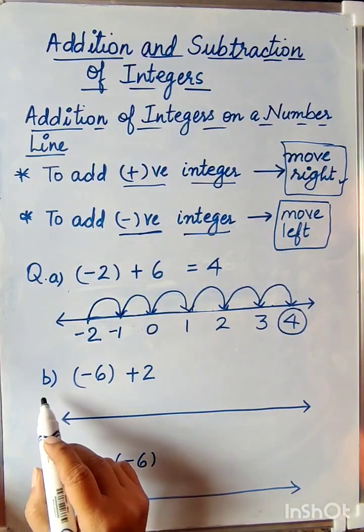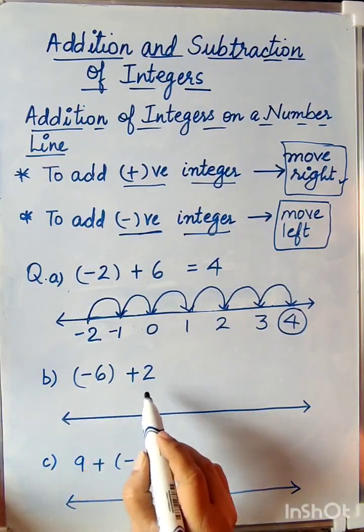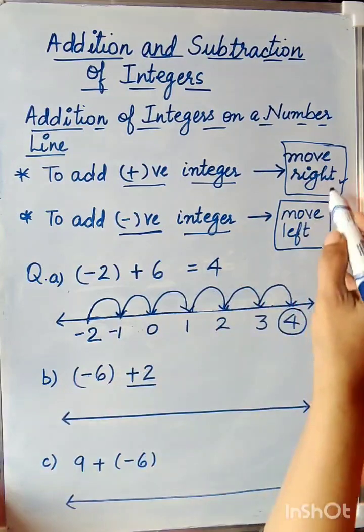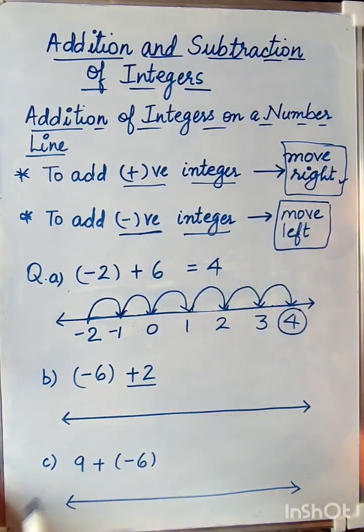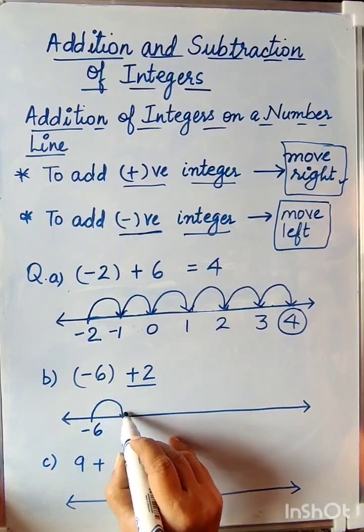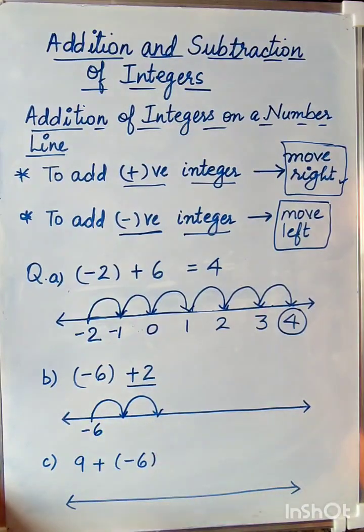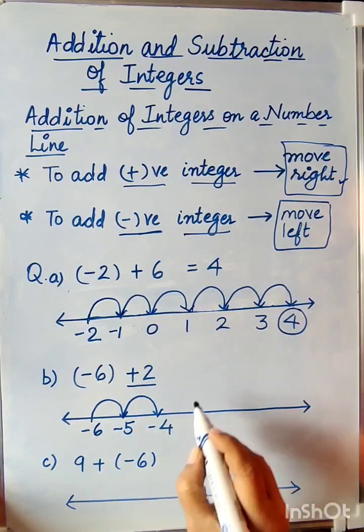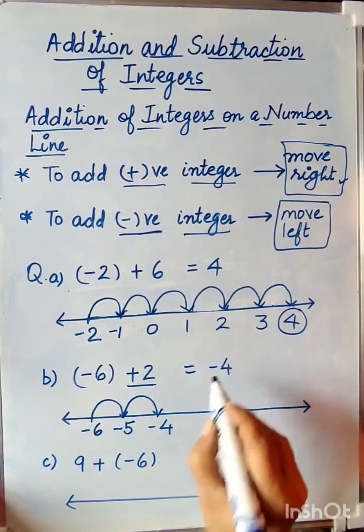Similarly, for the B part, to minus 6 we have to add plus 2. That means we are adding a positive integer. Therefore, we will move to the right on the number line 2 steps. After minus 6, we will move 2 steps right on the number line. So where will we reach? This will be minus 5, minus 4. So our answer will be minus 4 here.